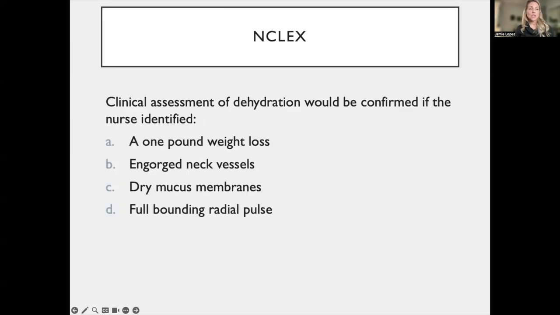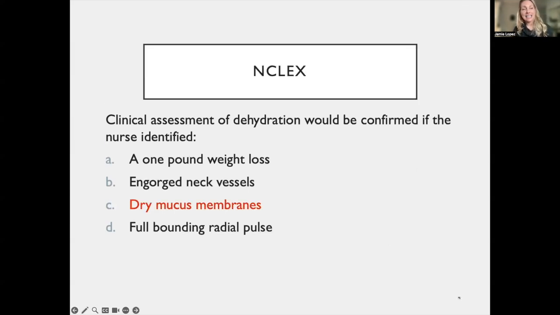Okay, an NCLEX question. Clinical assessment of dehydration would be confirmed if the nurse identified a 1 pound weight loss, engorged neck vessels, dry mucous membranes, or a full bounding radial pulse. Which one is it, guys? It's dry mucous membranes. Oops, I actually have a slide to show you that. Sorry. Dry mucous membranes. Because remember, a 1 pound weight loss, I gain like 3 pounds, lose 5 pounds in a day. So that's not adequate for hydration status necessarily.